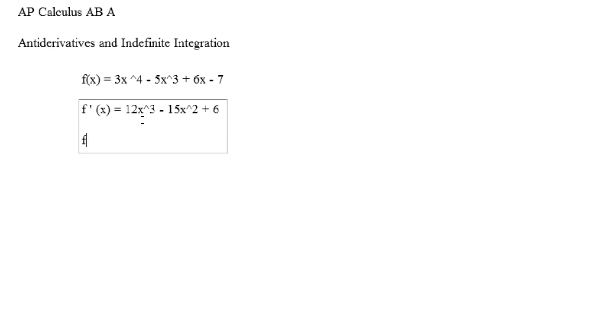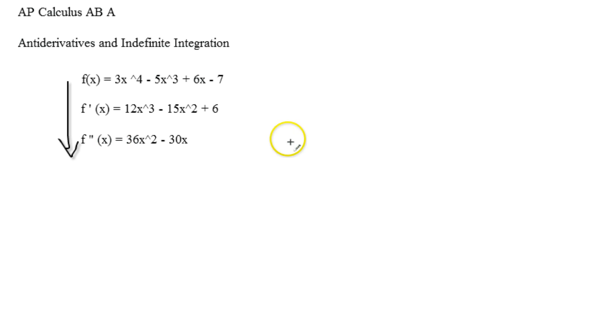Okay, and even if we did the second derivative of it, it would be 36x squared minus 30x. All right, so we worked our way down. So this entire semester we have worked our way going down in derivatives. Now, what we're going to do is start to go backwards. We're going to learn some pretty cool stuff by doing it.